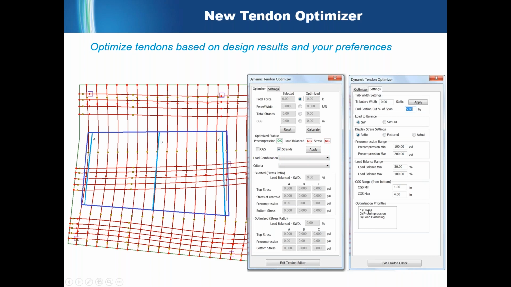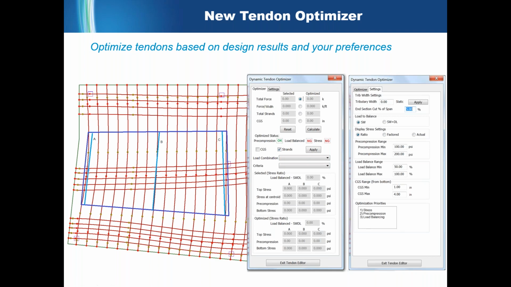So stress being, let's say, a code provision, maybe that's your number 1, pre-compression being code provision number 2, and load balancing number 3. This is just as an example. Say in your case, maybe you don't care at all about load balancing. You could take that out and just optimize based on stress and pre-compression.